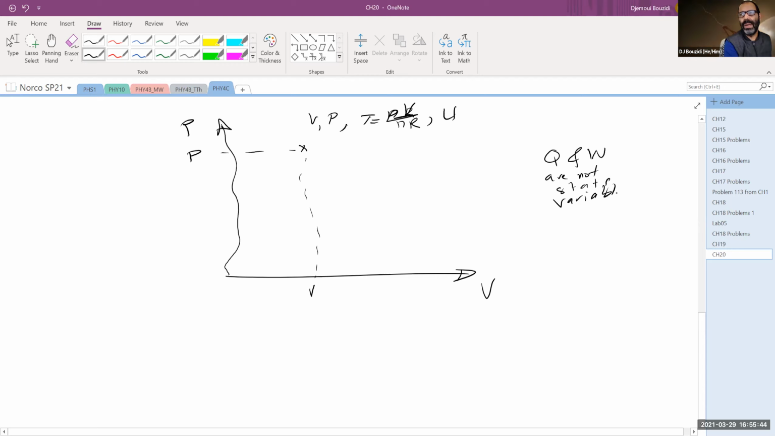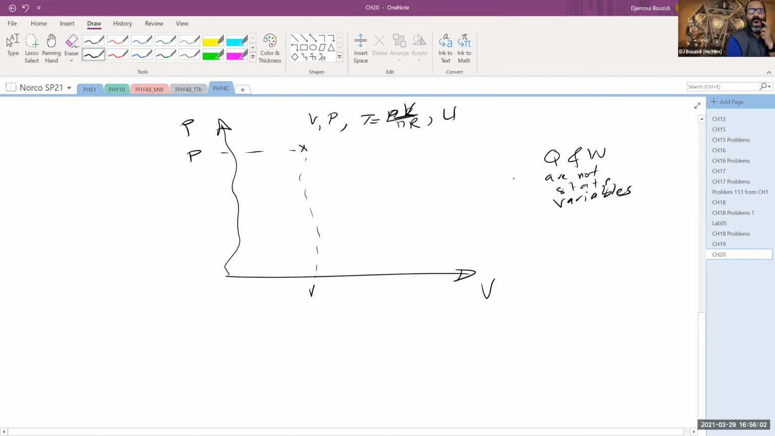What am I talking about in here? What I'm saying is the following. If you give me a specific point in the PV diagram, I know exactly how much volume it has, how much pressure it has, how much temperature it has, and how much energy it has. We really don't care usually about the energy, we care about the change in the energy.